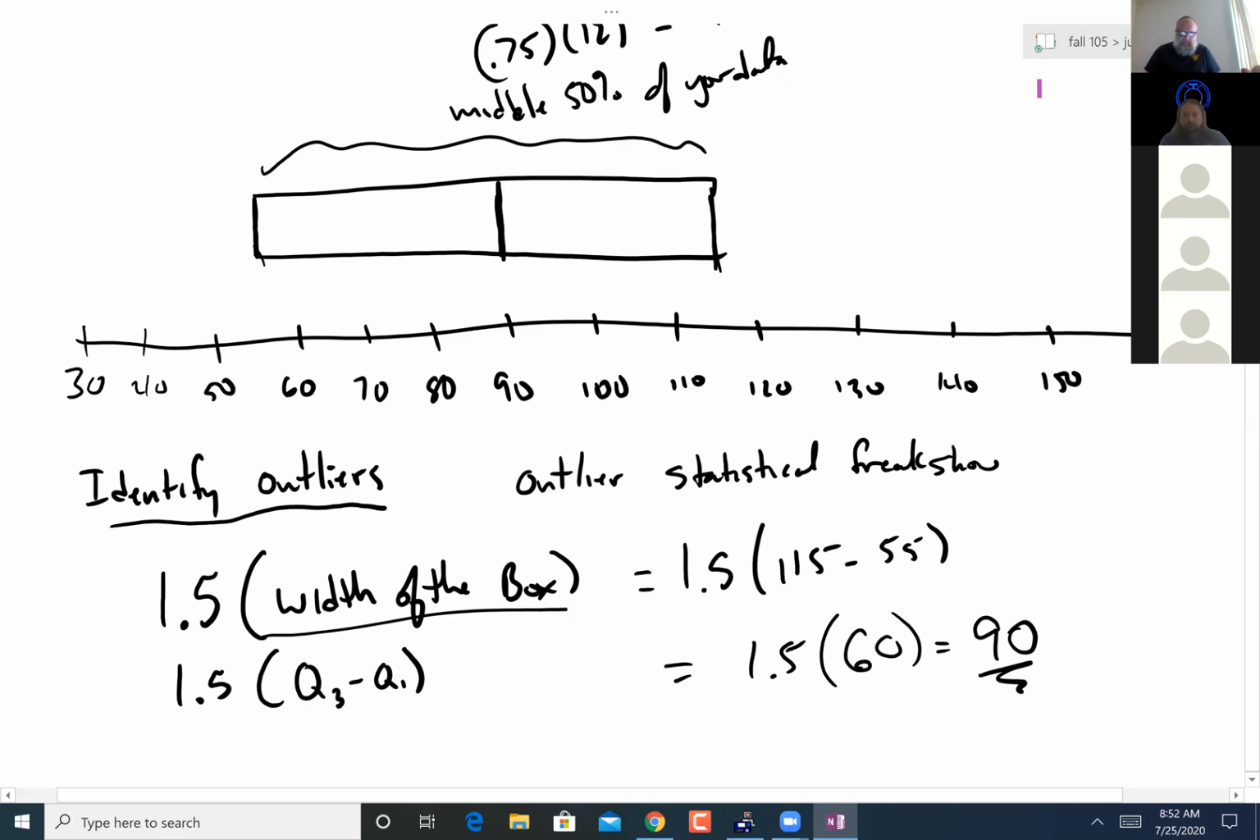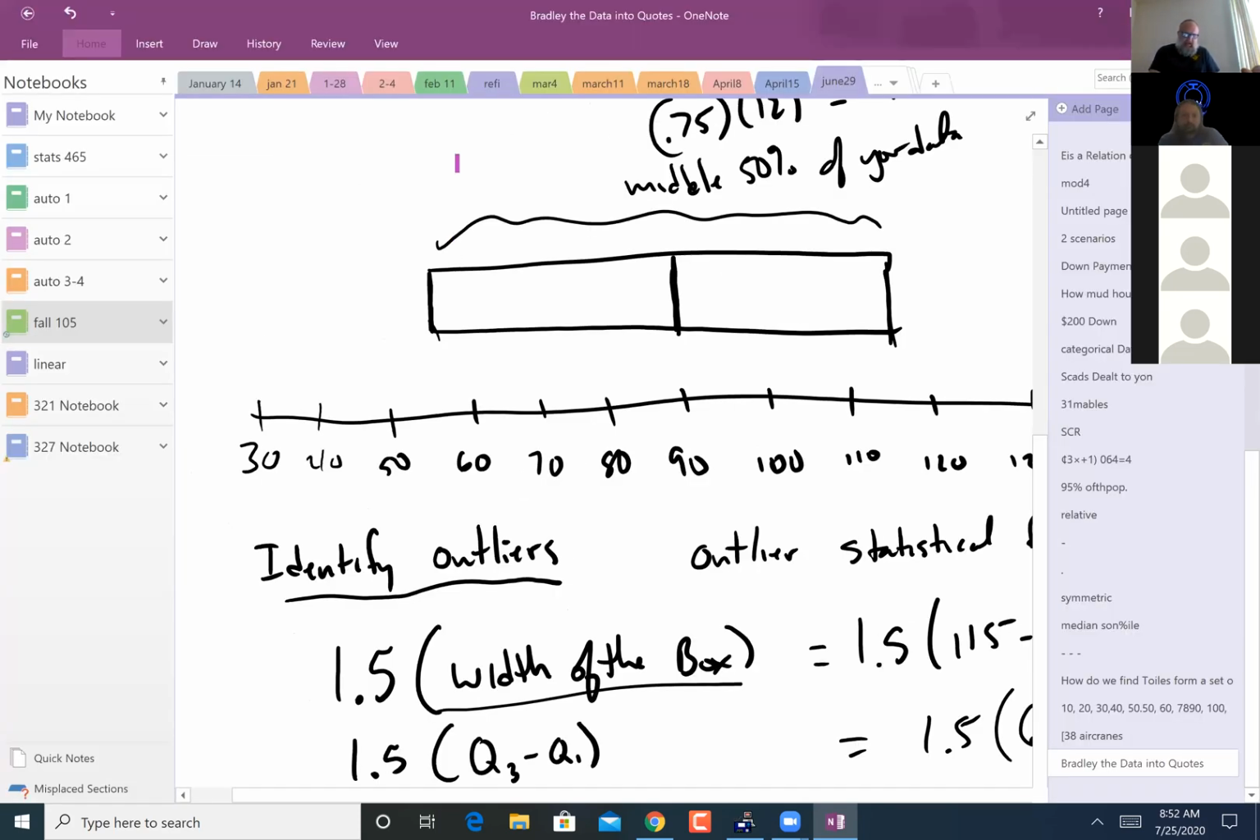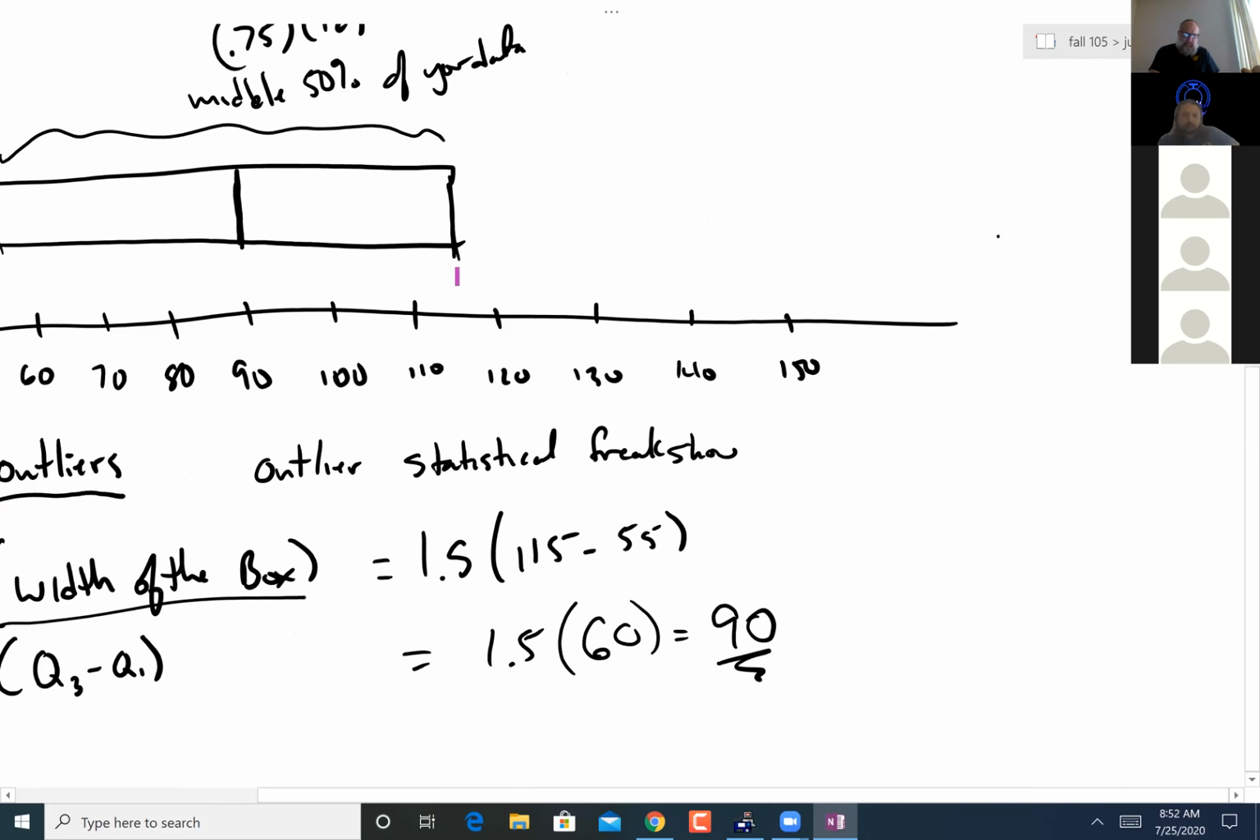And I'm going to come out here somewhere. I'm going to add 90 to the top of the box. So remember, the top of the box was here at 115. I'm going to go out 90. That's going to put me over here at 205.